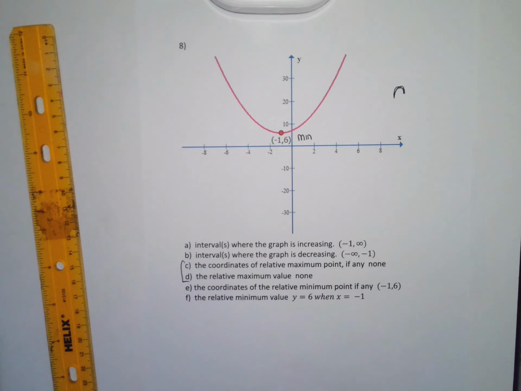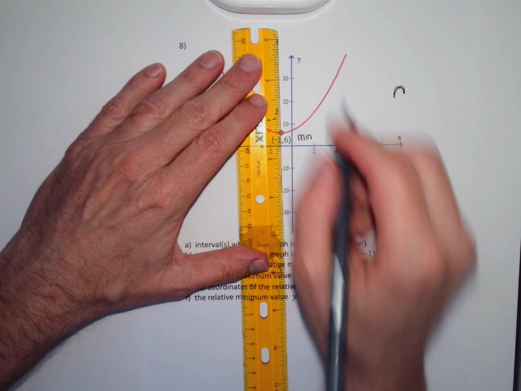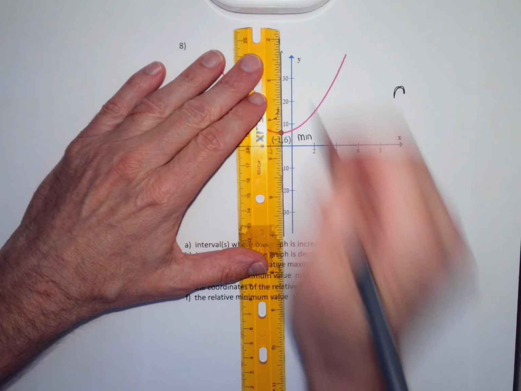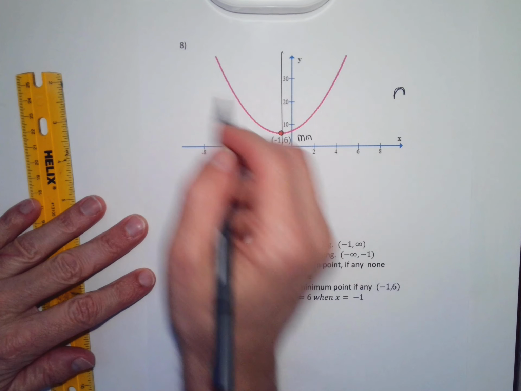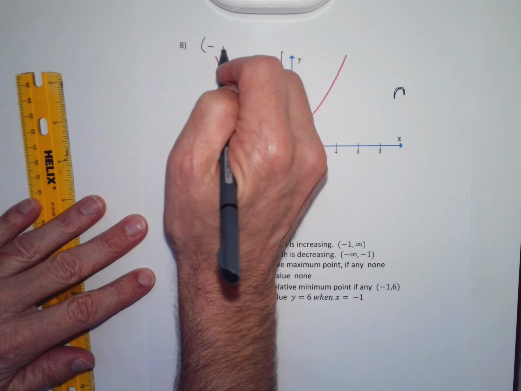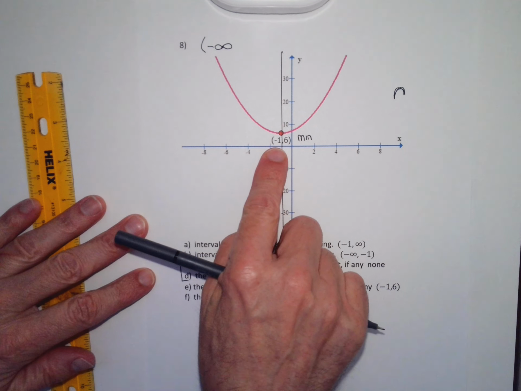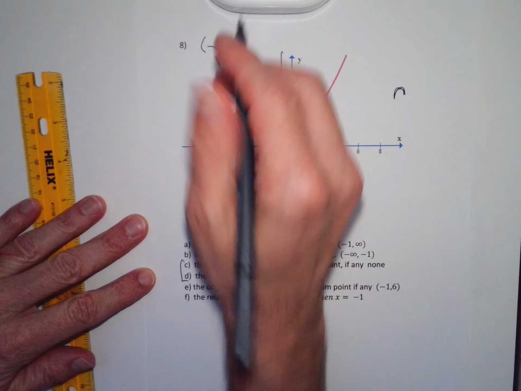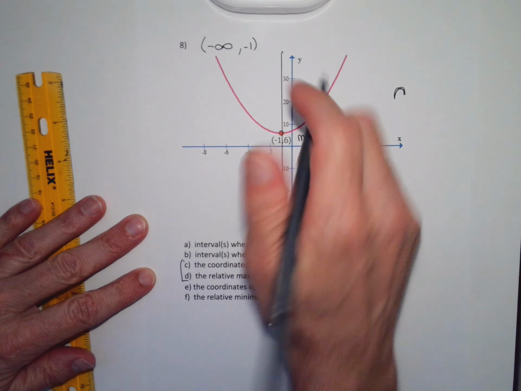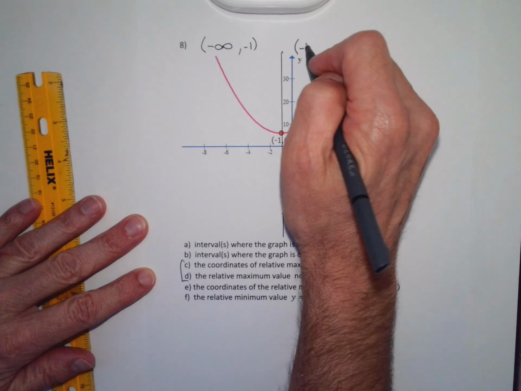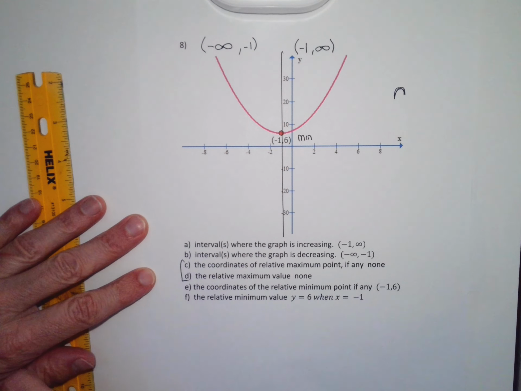In order to split the graph for increasing and decreasing, I only get one split because there's only one minimum point and there's no maximum point. The left interval that I'm going to describe goes from the far left edge of the x-axis, which has an x-coordinate of -infinity, to the x-coordinate of the minimum point, which is -1. And then the next interval is going to go from the x-coordinate of the minimum point, which is -1, to the far right edge of the x-axis, which has an x-coordinate of infinity.